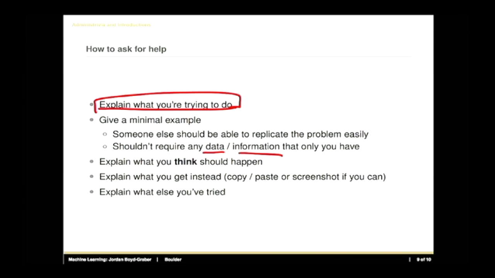And you also need to make sure that you explain what you think should happen, because sometimes what you're seeing isn't a problem at all. So you should explain what your expectations are and how what you're getting doesn't satisfy those expectations. And so also explain clearly what you got instead.